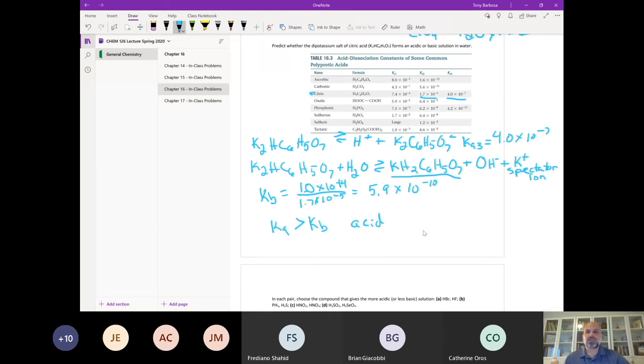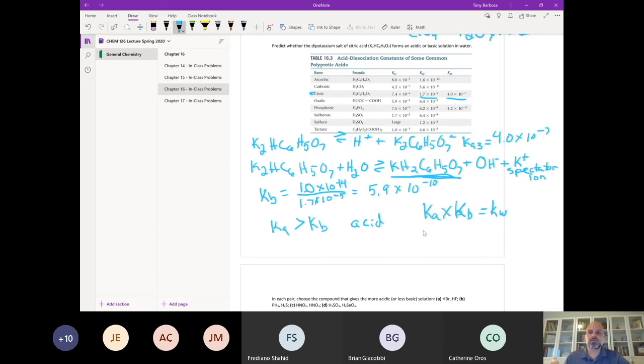Is this making sense to everyone? So it's pretty straightforward as long as you realize that you're just using the equation where Ka times Kb is equal to Kw, and you're able to understand. So the hardest part of this is being able to write the equations, right?